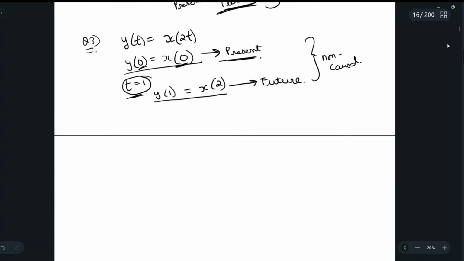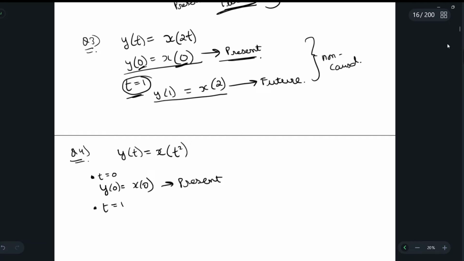Now guys, let us move on to question number 4. Suppose we have a function y(t) = x(t^2). So now let us first of all put t = 0. Doing so, we will get y(0) = x(0). And this is the present, as we know, as the output is dependent on the present value over here. Now in another case, we will put t = 1. So now on putting t = 1, we will get y(1) = x(1). Now over here also we are again getting the present value.